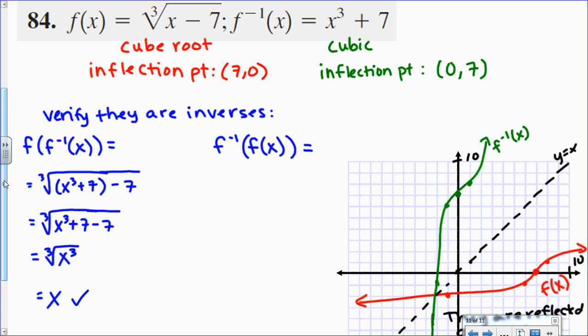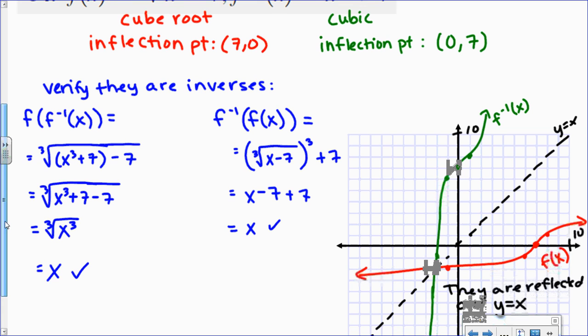All right, now the other way. So now I'm plugging in the cube root of x minus 7 into x cubed plus 7. If you cube a cube root, you get what's underneath. And negative 7 plus 7 is 0. So again, you're left with x. Any questions about that?